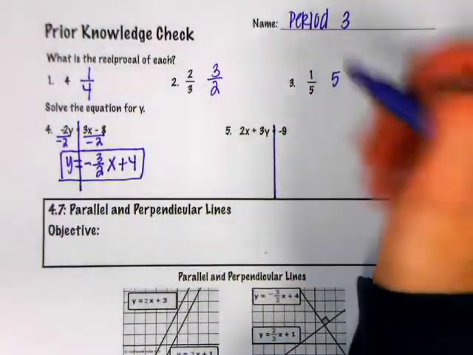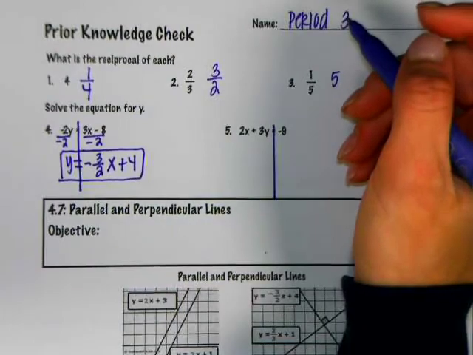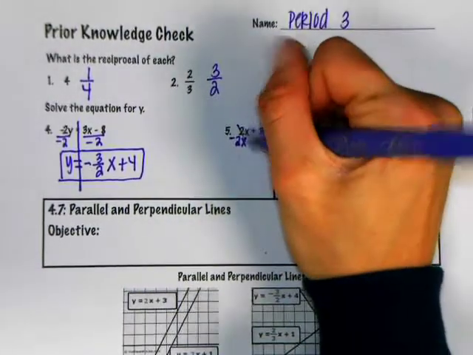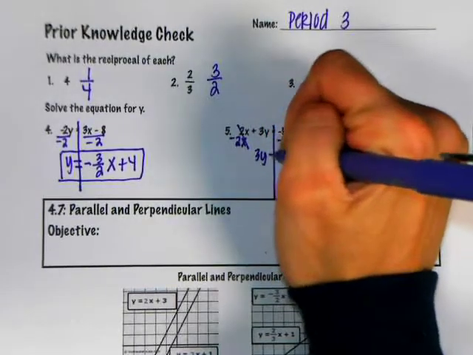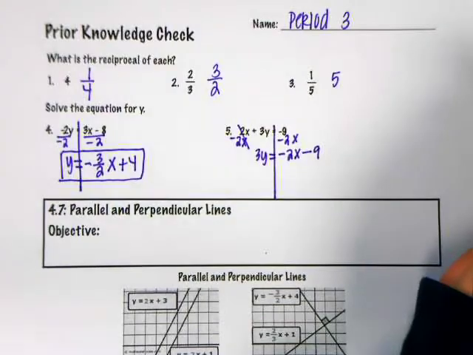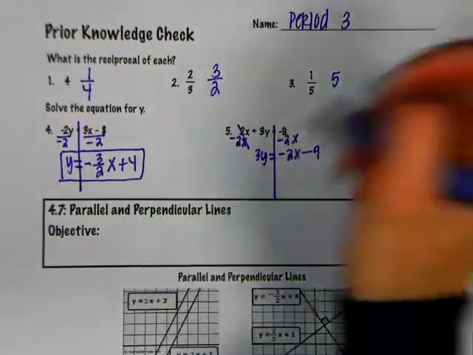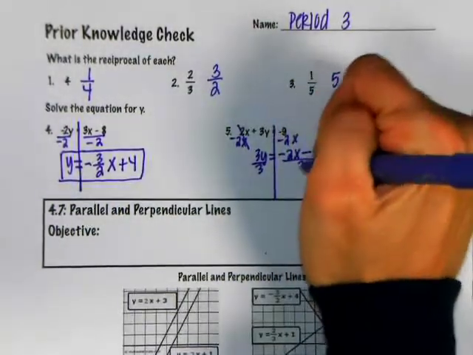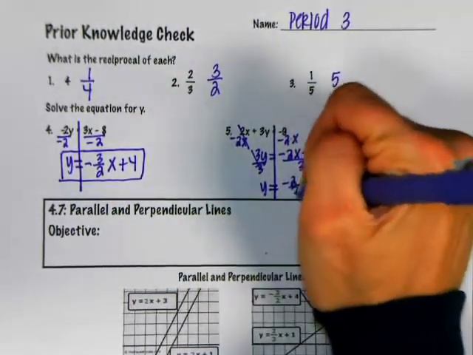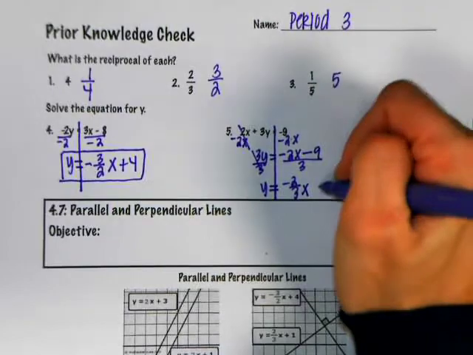Okay, the next one, what do I have to do first? Yep, subtract 2x. 3y equals -2x minus 9. And then what? Divide by 3. Y equals -2/3 x. -9 over 3 is minus 3.